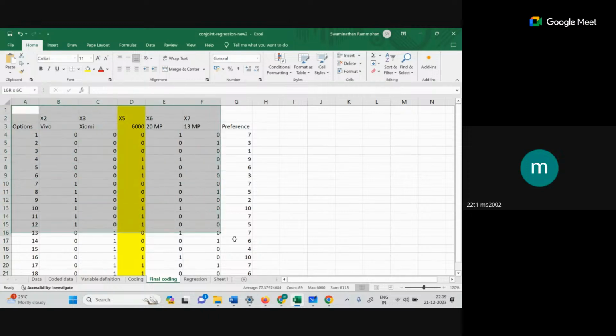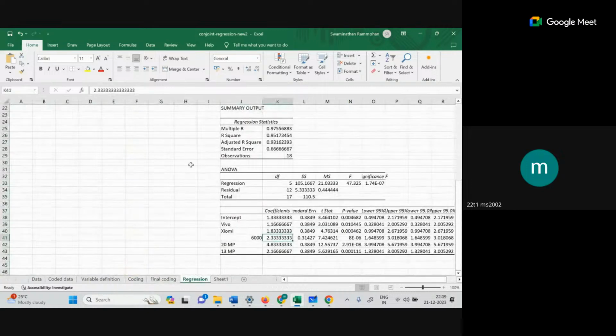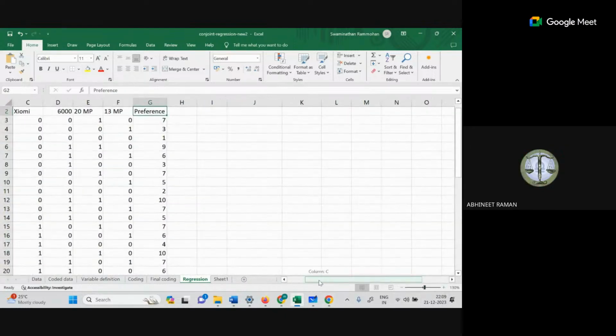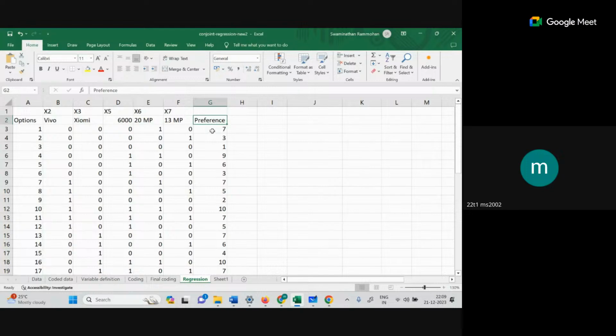Right? So you are creating this particular data set from the customer rating. Then what is happening? The usual regression thing, you go to data, you give the target variable. What is our target variable? Preference. Yes, the ratings are the target variable and these are the inputs. So how many inputs we have? We have 5 inputs. Vivo, Xiaomi, 6000 battery, 20 megapixel, 30 megapixel. So these are the input features.